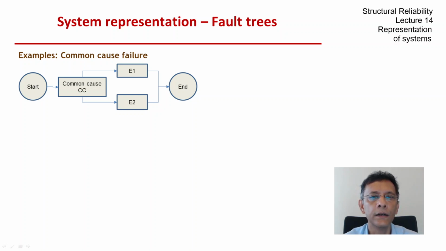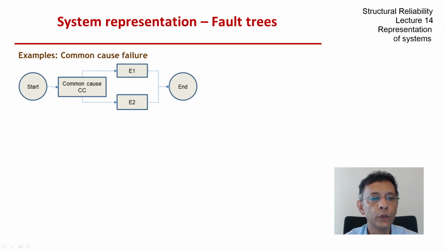It could be that there are two pumps for a drainage system. The two pumps, we can call them E1 and E2, are independent of each other, but the electrical power supply could be the common cause, and if it fails, then both pumps fail, provided both pumps operate on the same electrical supply.